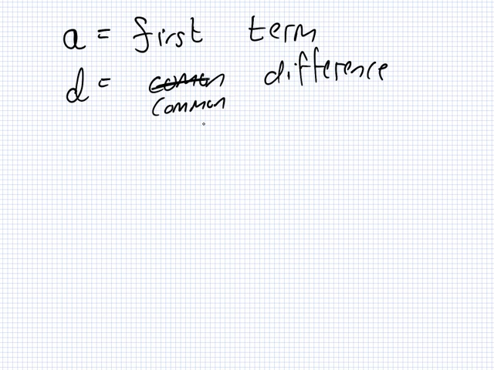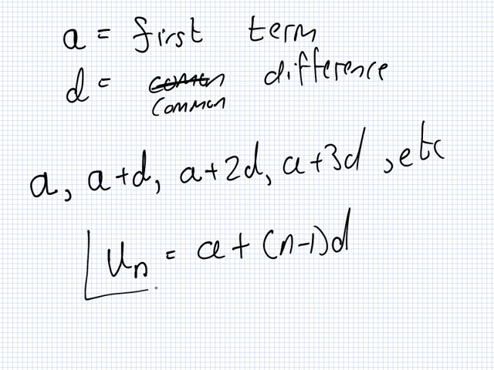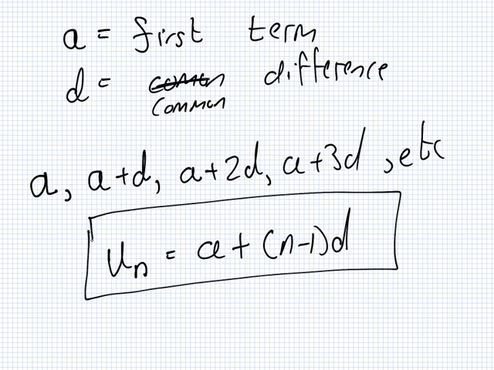So for example, if I call the first term A, then the next term will be A plus D. And the next one will be A plus D plus D. And the next one will be A plus 3D, etc. So this actually gives us my first formula. The nth term would be A plus (n minus 1)D. So we have 2 formulas for this lesson. This is the first one. I'll do the second one in a few minutes after we have a look at some examples using this formula.